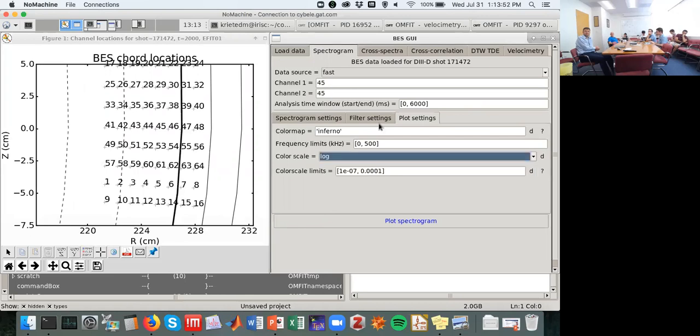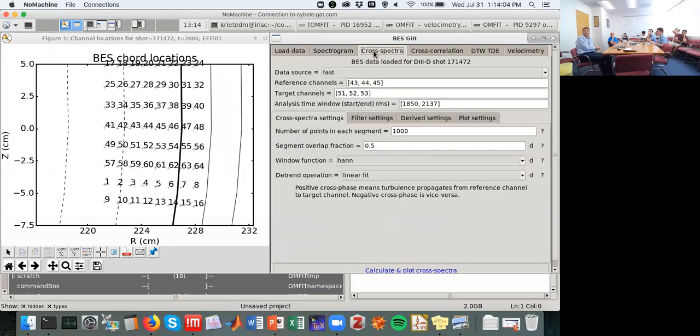All right, so you looked at the spectrogram. You have a qualitative idea of how the turbulence is evolving throughout the shot. And so I noticed that the time window from 2157 to 2257 would be interesting for further analysis. So now we'll look at cross spectra, which is the next, more sophisticated step in the analysis train. So I'll type in 2157 to 2257 milliseconds for the analysis time window.